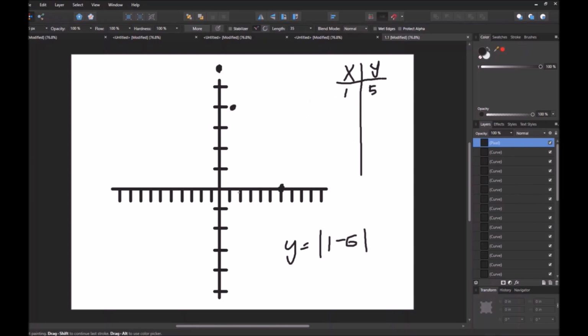So at the point 2, 2 minus 6 is negative 4, and the absolute value of negative 4 is just positive 4. So we would continue going down this way, like that. Oh, I did that wrong, sorry. I got ahead of myself. 5 is actually up here, that was my mistake. So we would just continue going down this way.